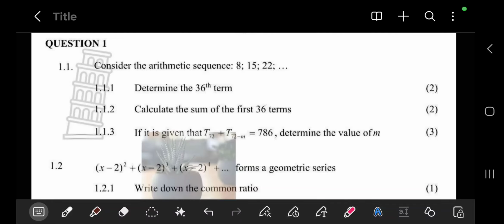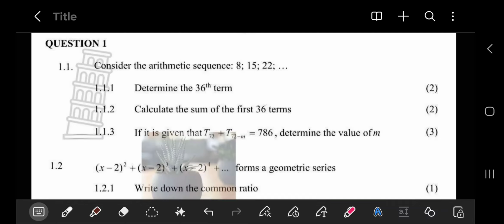Okay, question 1.1. It says consider the arithmetic sequence 8, 15, 22. And 1.1.1 says determine the 36th term. Now, in order for us to get the 36th term, we have to get the general term first. Seeing that this is an arithmetic sequence, we know that it is in the format Tn is equal to a plus d into n minus 1. Once we have that, we can then substitute 36 in place of n, and that would give us term 36.